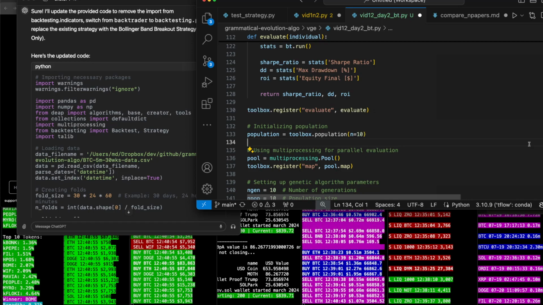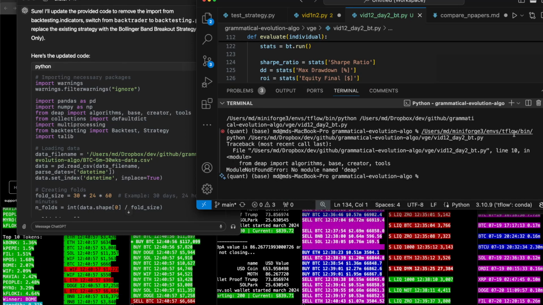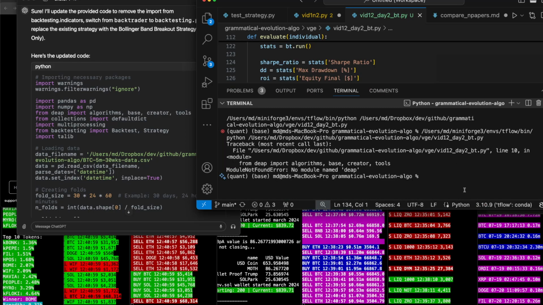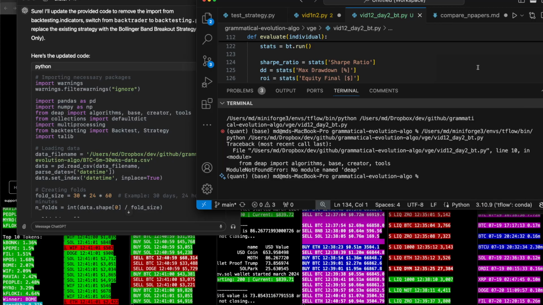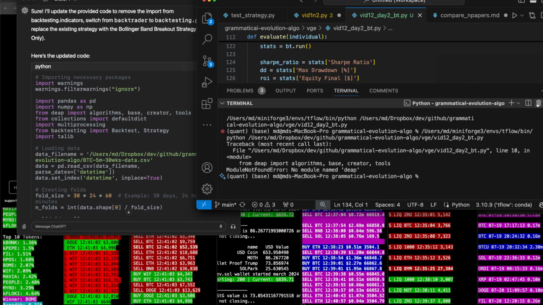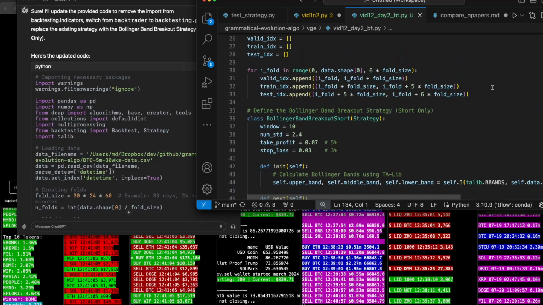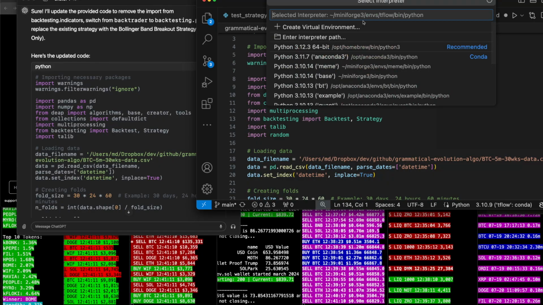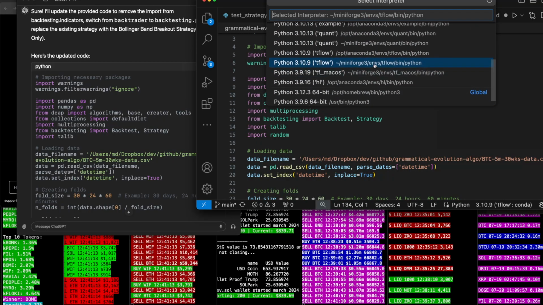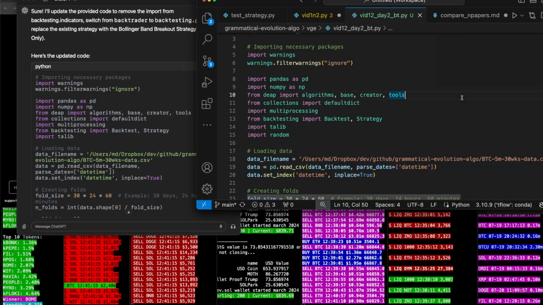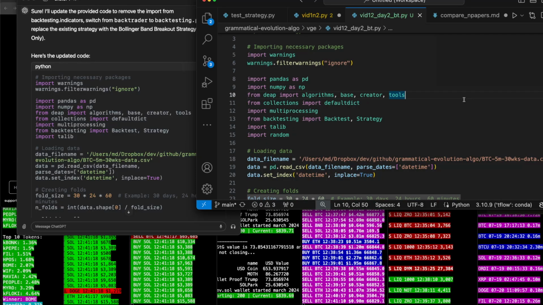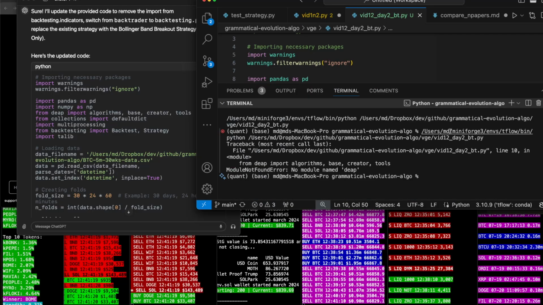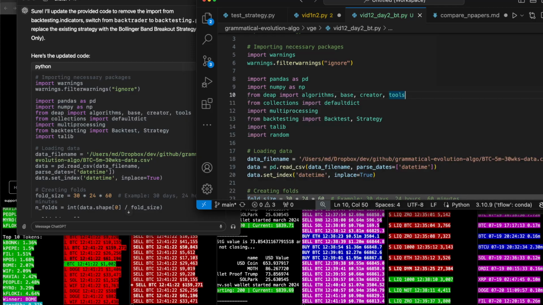Let's go ahead and run it here. Deep. You don't have deep? How do you not have deep? I was just running this the other day. Conda, T-Flow. What do you mean I don't have it? No module named deep.